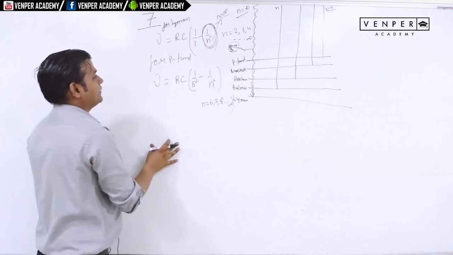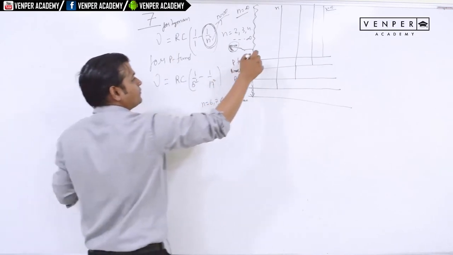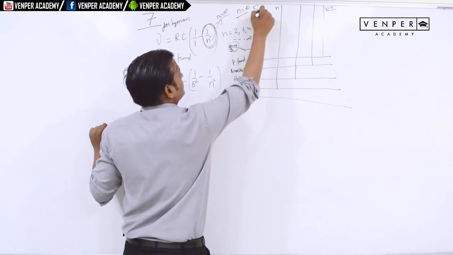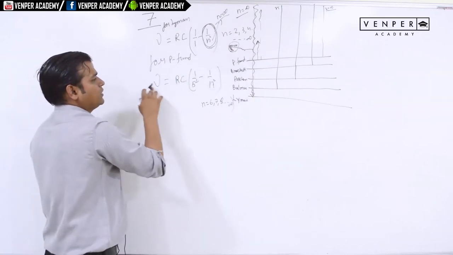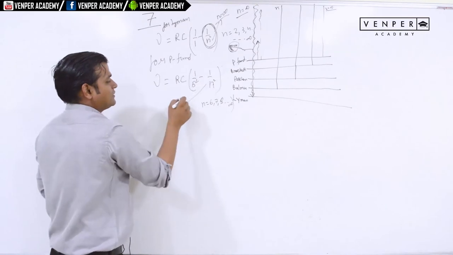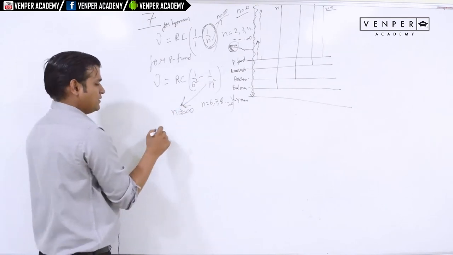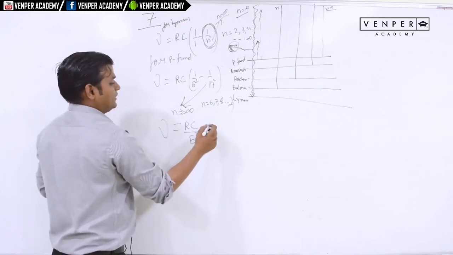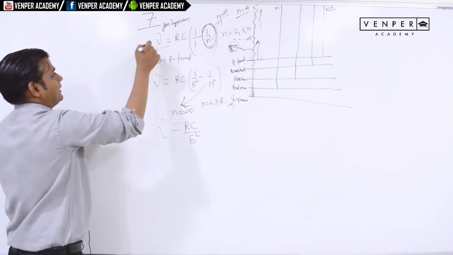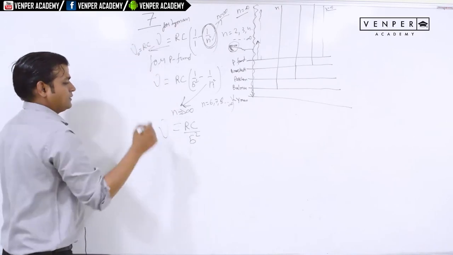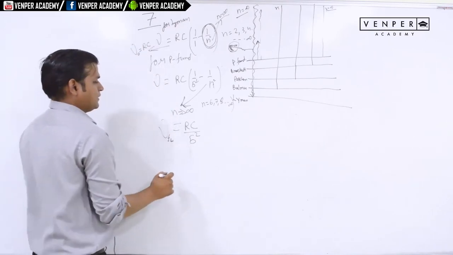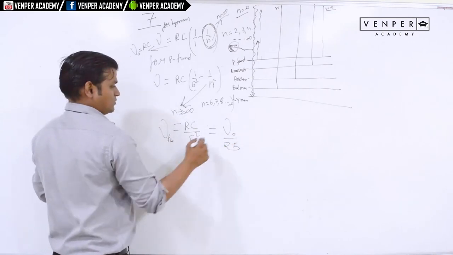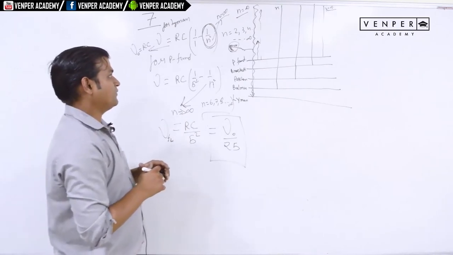So n should be infinity. And for the Pfund series, the transition starts from the fifth energy level. So nu is equal to RC times 1 upon 5 square minus 1 upon n square, and the series limit, the maximum, is when n is infinity. So this value becomes RC upon 5 square. For Lyman, nu naught is equal to RC. So the limit frequency is RC upon 5 square, and with RC equal to nu naught, that is nu naught by 25. So the series limit frequency here is nu naught upon 25. Is it clear?